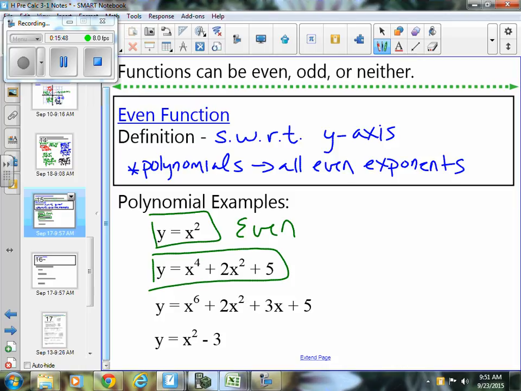So pause if you need to. This one has all even exponents, so it's a 4 and a 2. And if you look at the picture, the plus 5 just moves the graph up 5. Still has y-axis symmetry, still even.